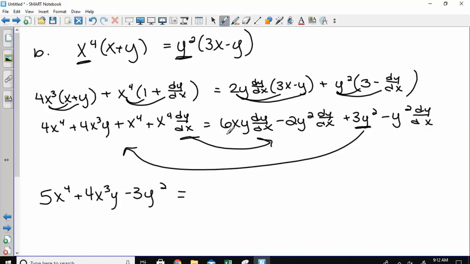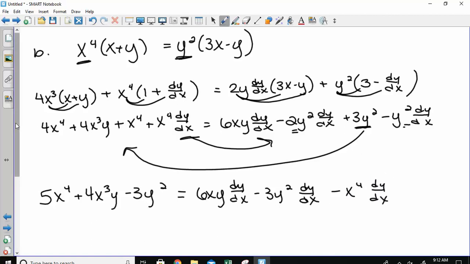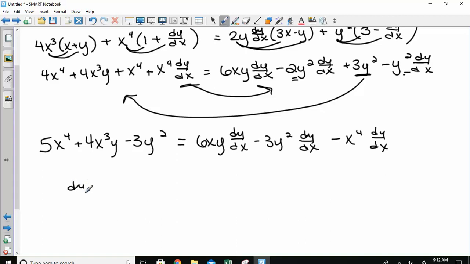Equals, okay, we have 6xy dy dx. Negative 2y squared and negative y squared would be negative 3y squared dy dx, minus x to the fourth dy dx. Then what do you do? Take out that dy dx. Can I do this in one step where I pull it out and divide all that stuff over?